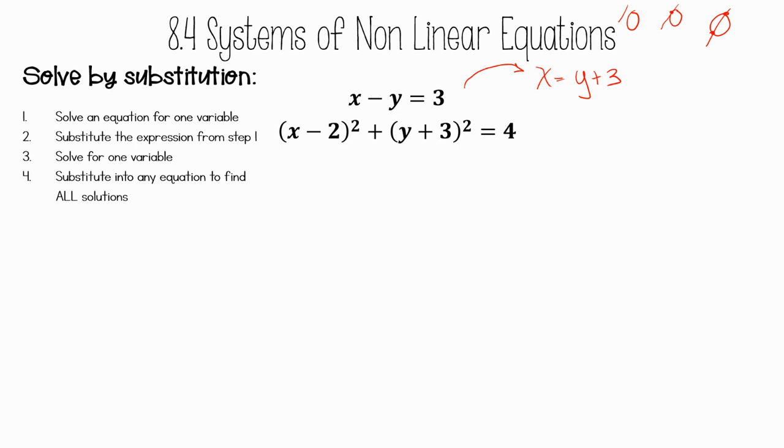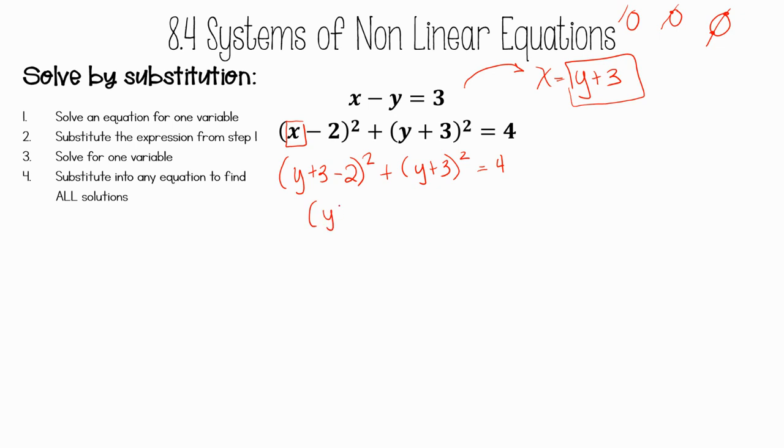I'm never trying to make the work harder. So now I can take that expression and plug it in for x. So again, accuracy is really important here. I have y plus 3 going in for x. Then minus 2, don't forget it, squared, plus (y + 3) squared equals 4. Notice that our equation is now down to just one variable, all y's, and that's what we're going to solve for.